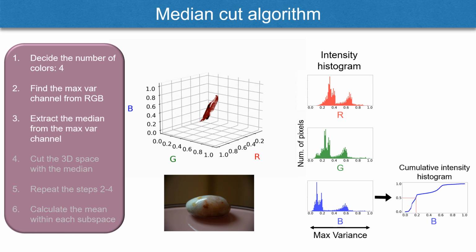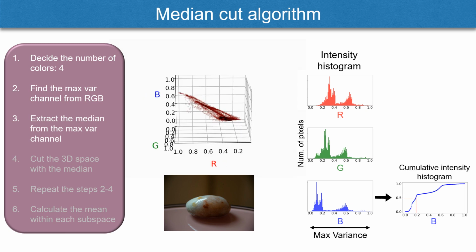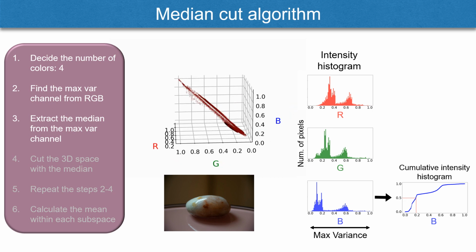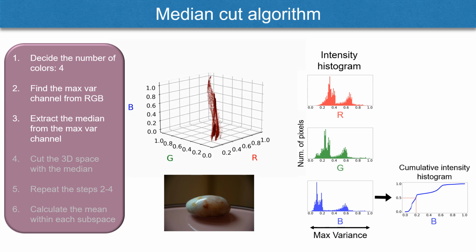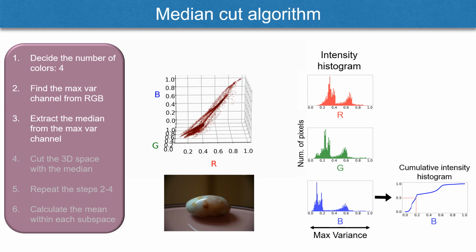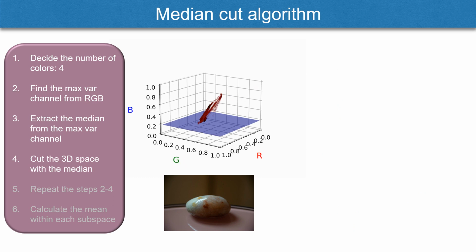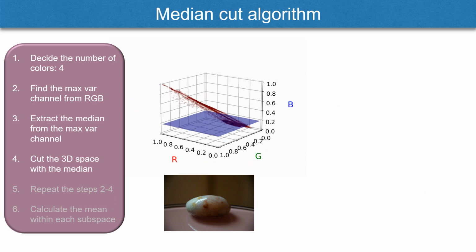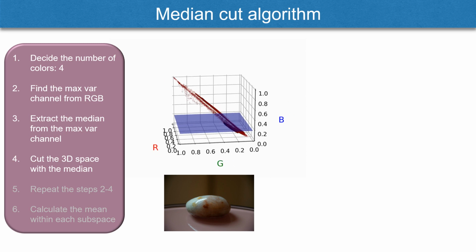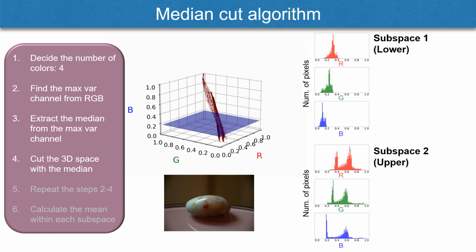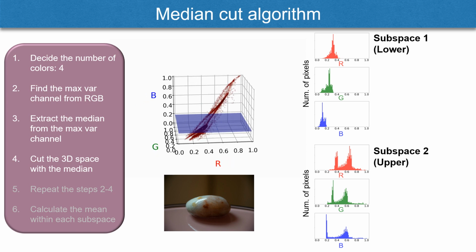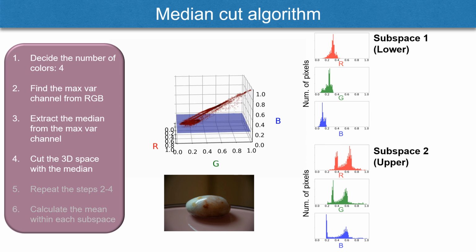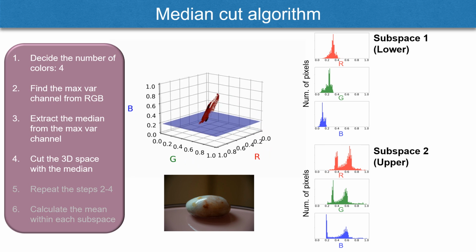For the channel with the maximum variance, the cumulative histogram is computed to find the half point of the intensity value. That is the median of the distribution. By using this median value, the RGB space is cut at the point of the B channel's median. Then we have two 3D subspaces due to the cutting, lower and upper side. The entire process repeats this operation until the number of subspaces equals 4.